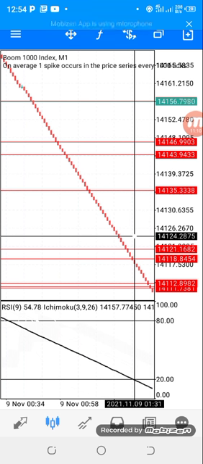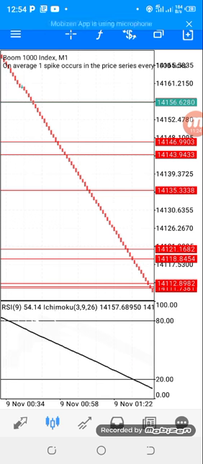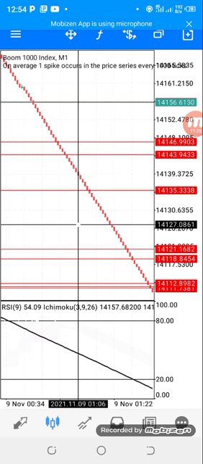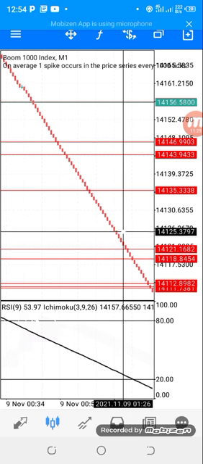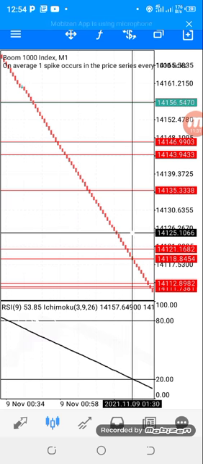No touch on the price. I mean, the bearish bar does not touch the support line. So you wait for when the price will touch the support line, and at the same time the Ichimoku line is below 20. Anytime your price is touching that support zone, your Ichimoku line must be below 20.